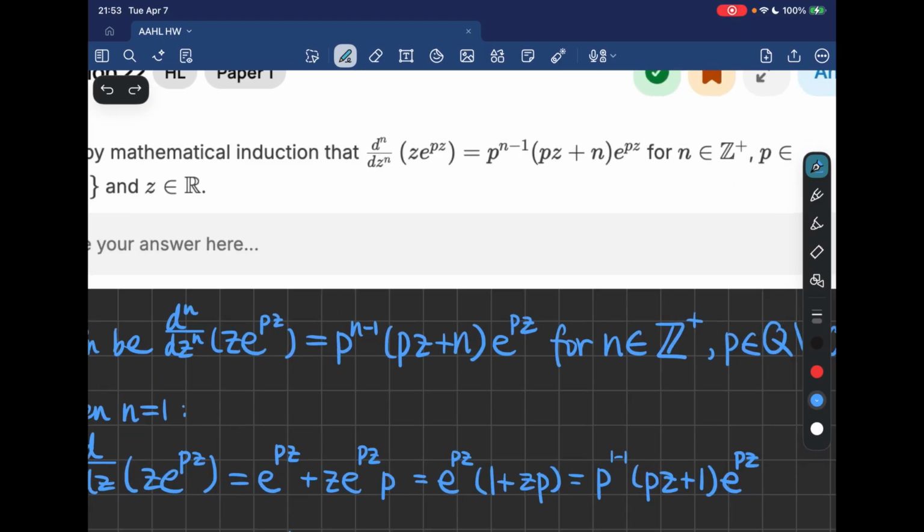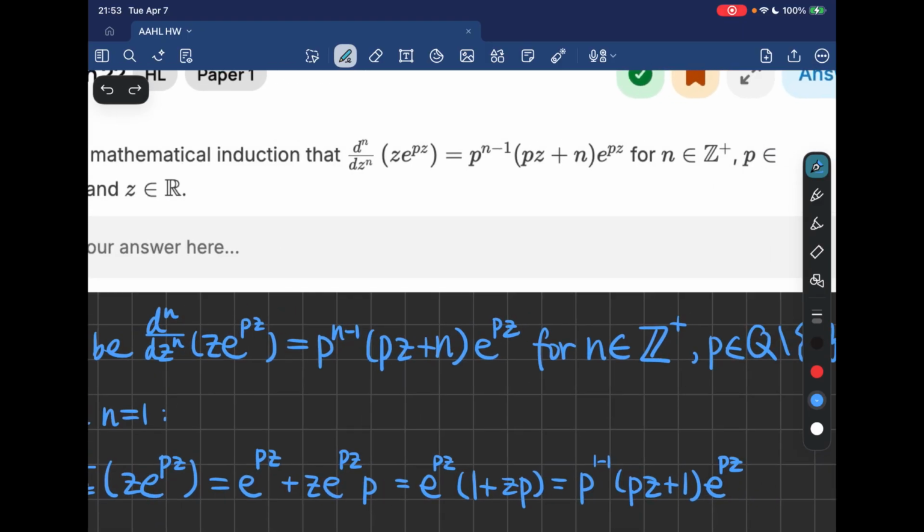Alright, so there are a lot of letters here, but our letter of interest, the one that really matters in the proof, is n. And the variable that matters is z. So n and z are important. N is for the nth derivative, and z is just the variable in this function.